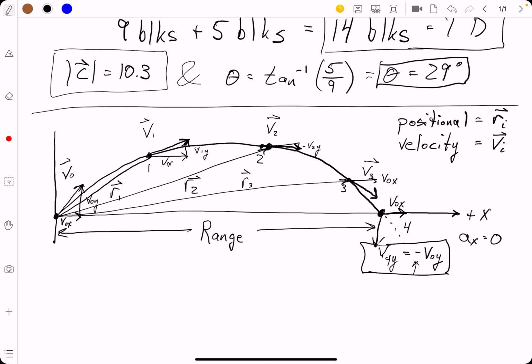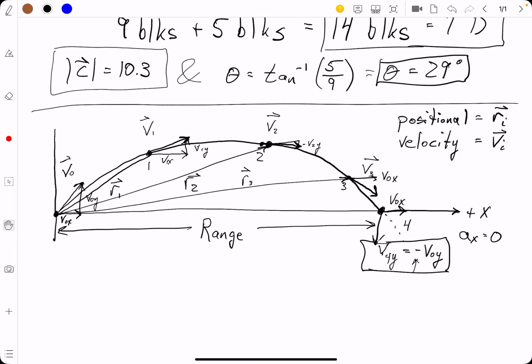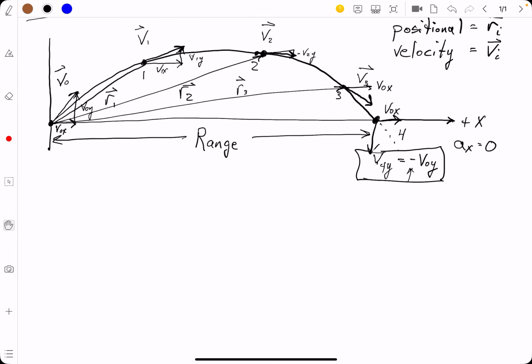So we'll just give ourselves a little room here. We've got our x direction equations. We've got Vx is constant, and that's V0x. Why is it constant? Because there is no acceleration. So our x final is equal to our x initial plus V0x t.